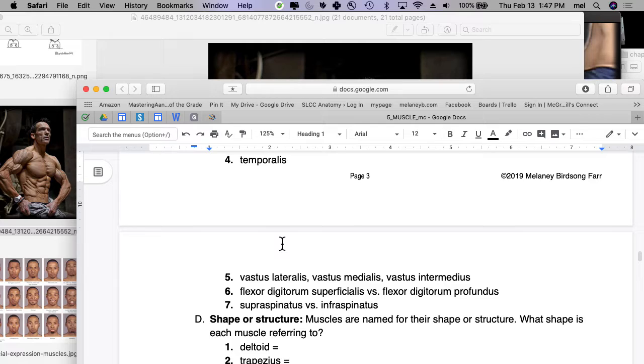What does flexor tell me? Anterior surface. What does the digitorum tell me? Going all the way into the fingers, right? And what about superficialis versus profundus? Superficial versus deep. Does that make sense? Right? Okay.